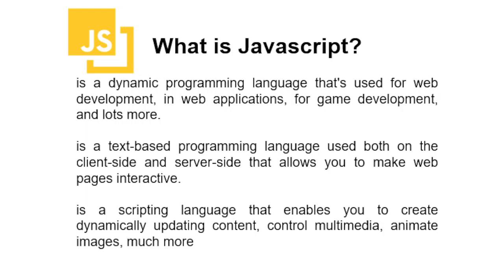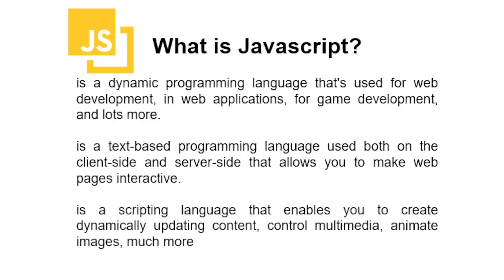What is JavaScript? It's a dynamic programming language that is used for web development, web applications, game development, and lots more. It's a text-based programming language used on both the client side and server side that allows you to make web pages interactive. Also, it's a scripting language that enables you to create dynamically updating components, control media, or even animate images, and much more.